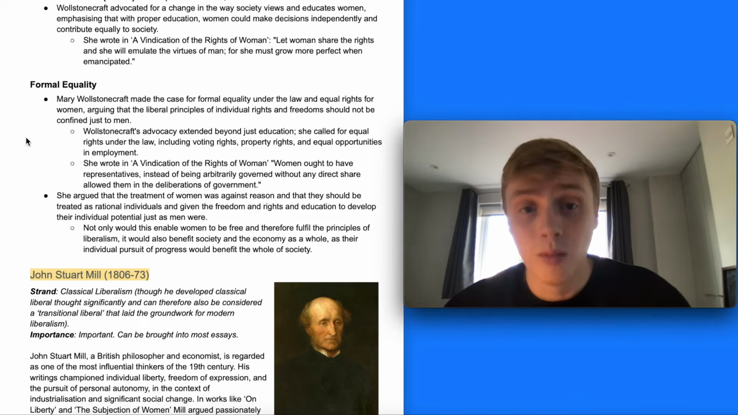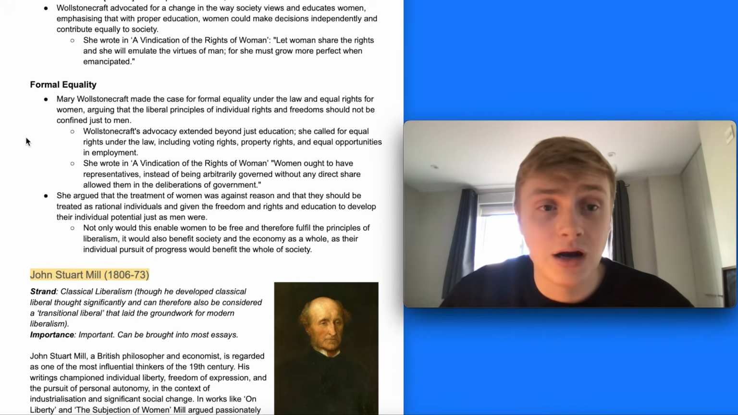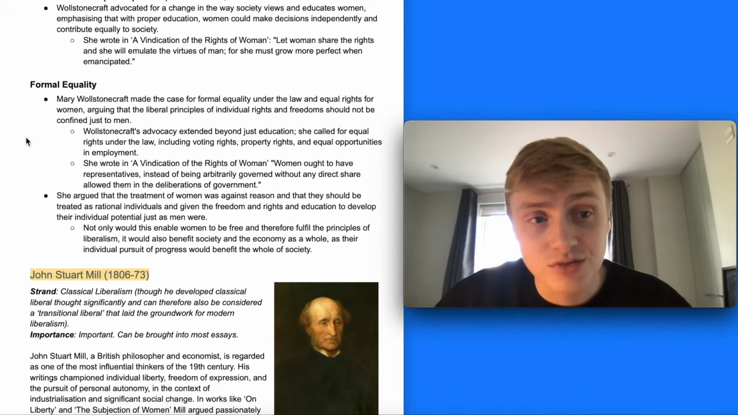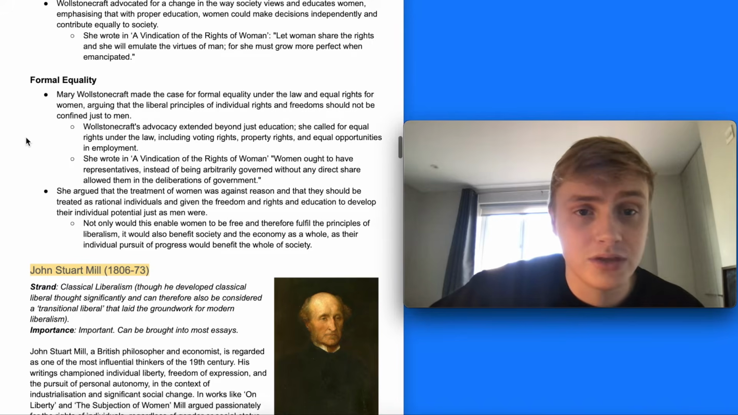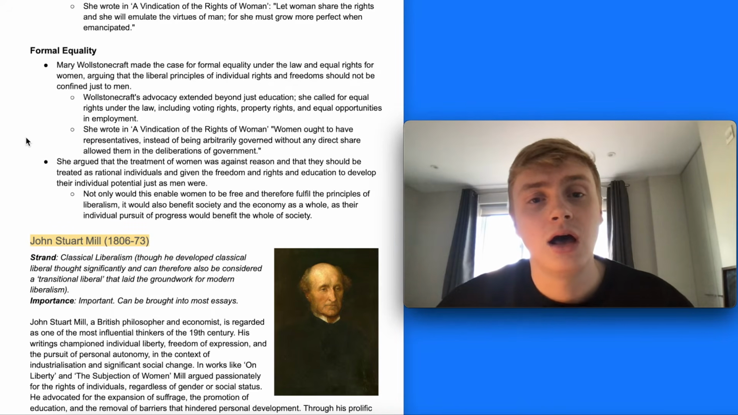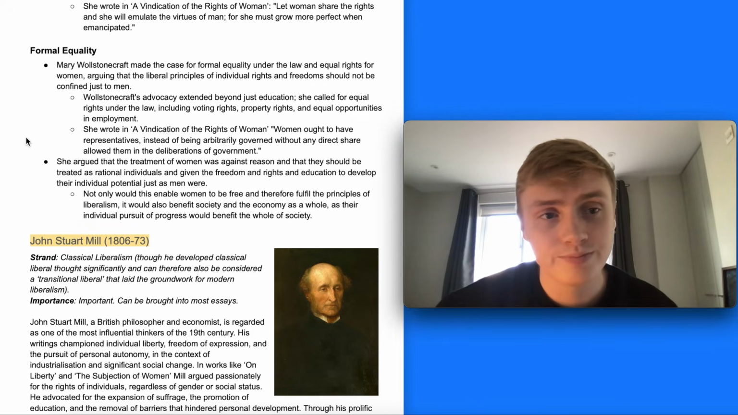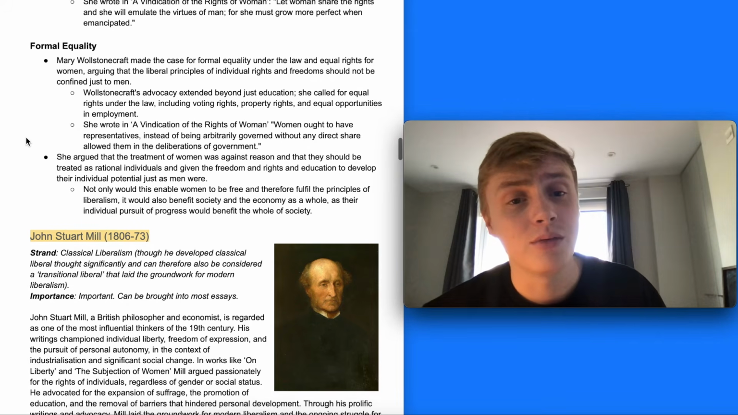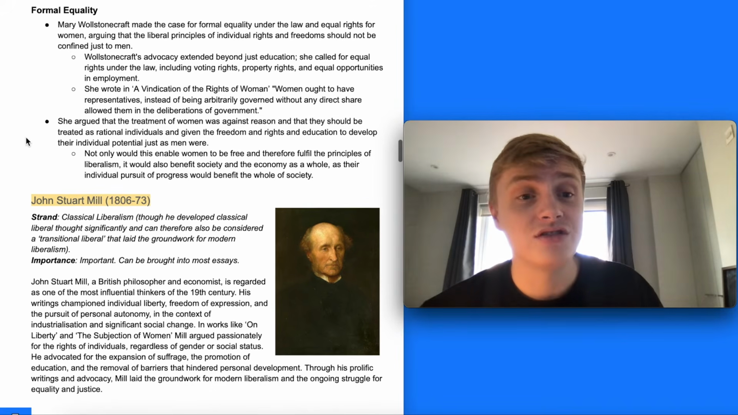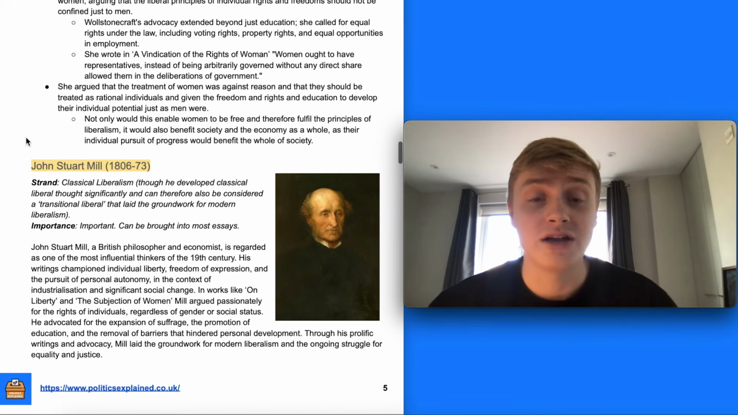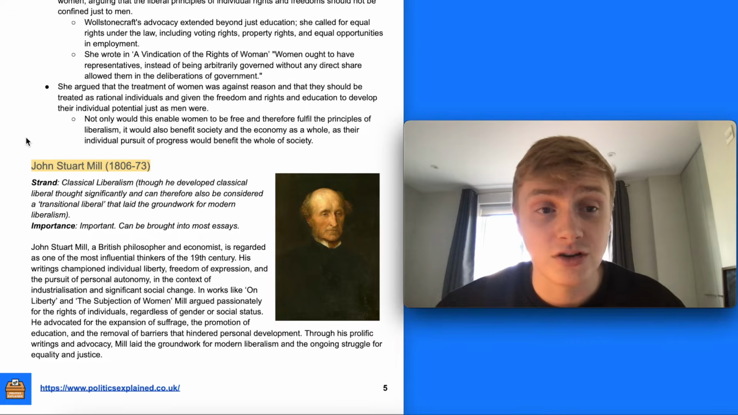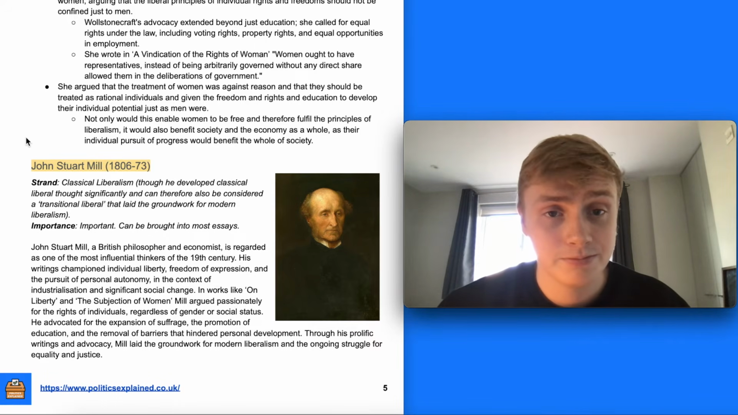She also made the case for formal equality under the law and equal rights for women, arguing that liberal principles of individual rights and freedoms should not be confined just to men. So she went beyond education, advocating for voting rights, property rights, and equal opportunities in employment. She argued that the treatment of women was against reason, and that they should be treated as rational individuals and given the same freedom, rights and education to develop their individual potential, just as men were.